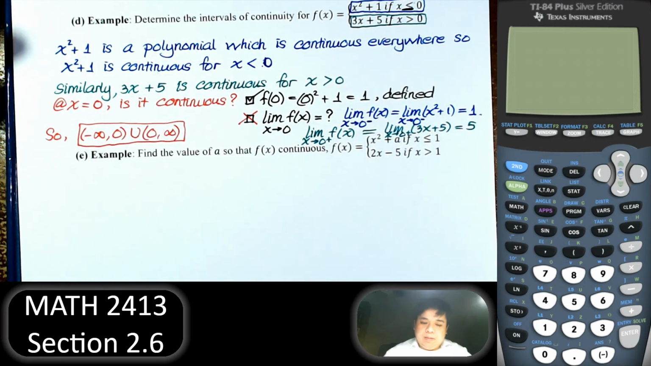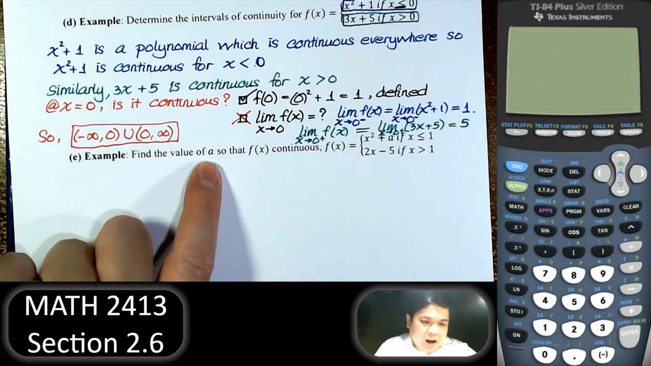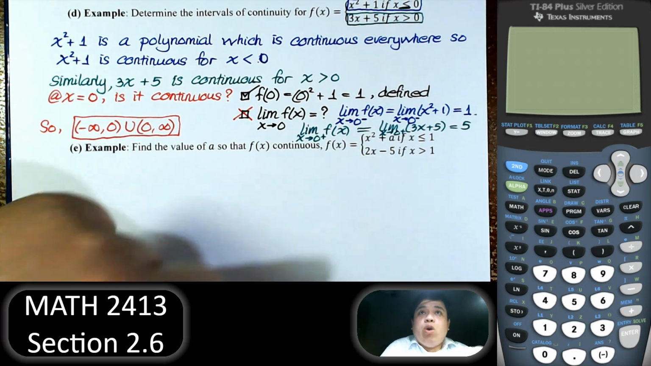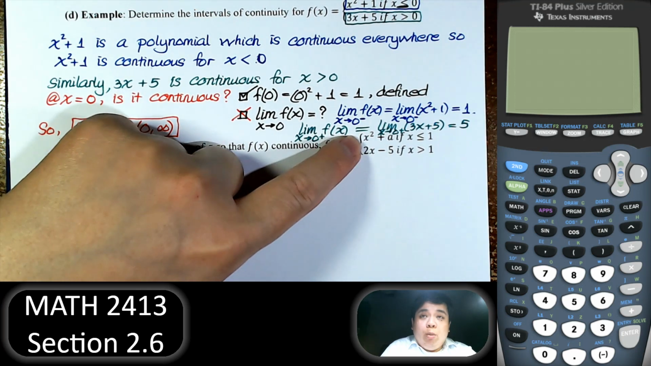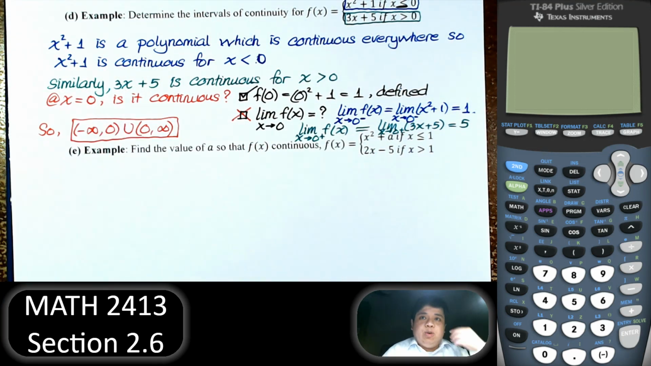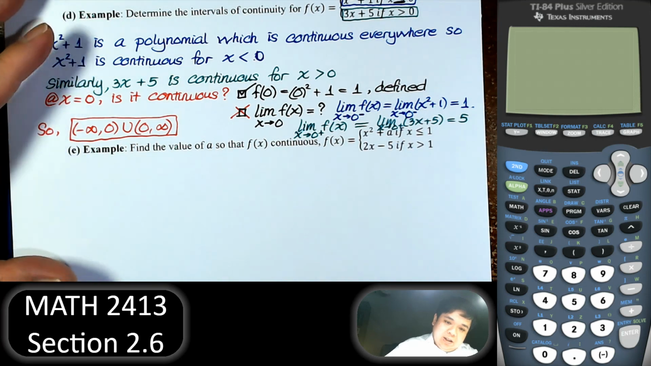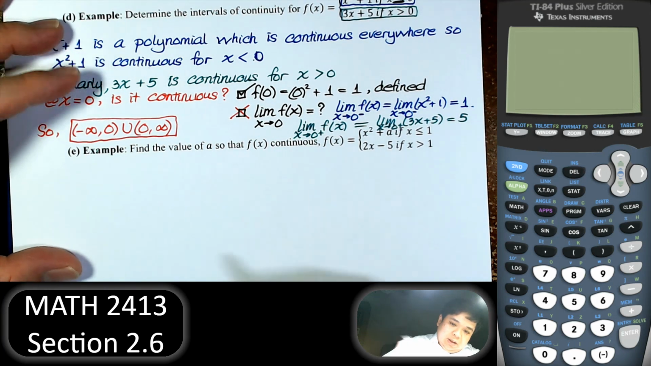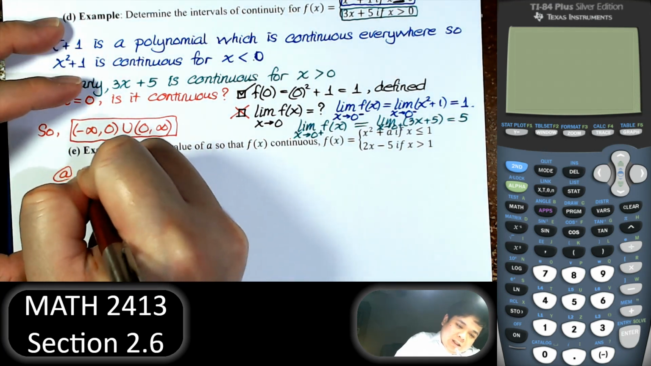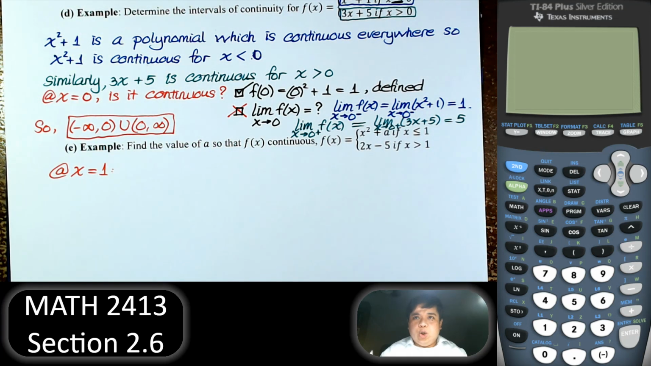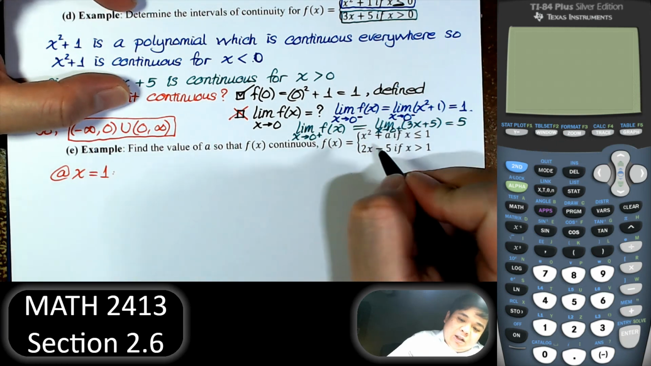Right, next, find the value of the constant so that this function is continuous. We know for sure, polynomial on the left, polynomial on the right, so continuous on the left, continuous on the right. What happened at the gap? So at x equal to 1, we have the value of the function, which is good. How about the limit? So look at the limit.